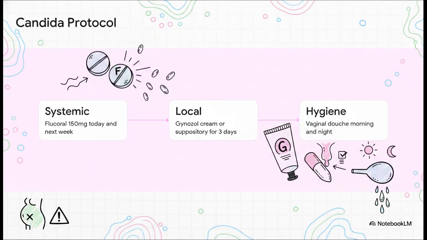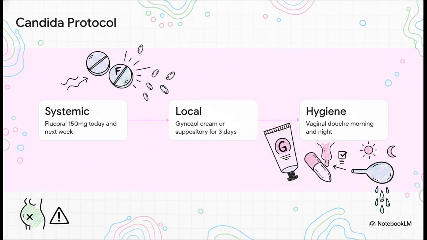Well, the sources lay out a highly specific 2-week protocol. Step 1 is systemic. That's a 150 milligram pill of fluconazole, often known by the brand name Flucarol. They take one today and a second pill exactly 1 week later. Step 2 is local. That's Gynosol cream or a vaginal suppository used daily for 3 days. And step 3 involves hygiene, specifically using a vaginal douche morning and night.